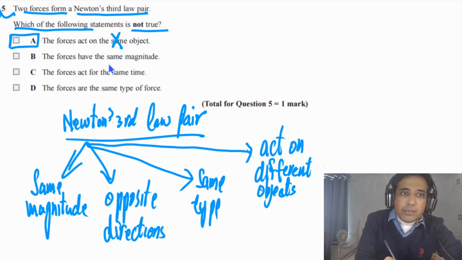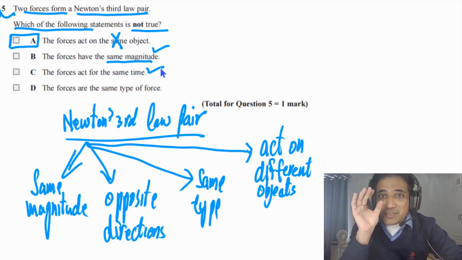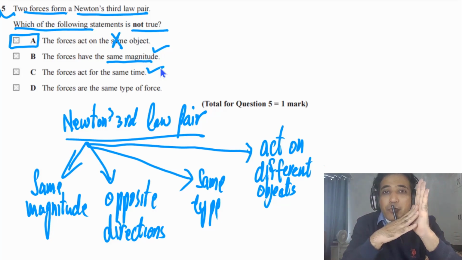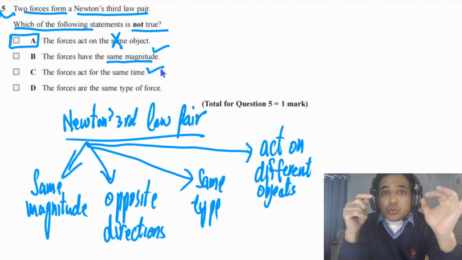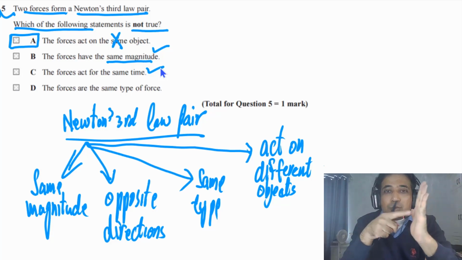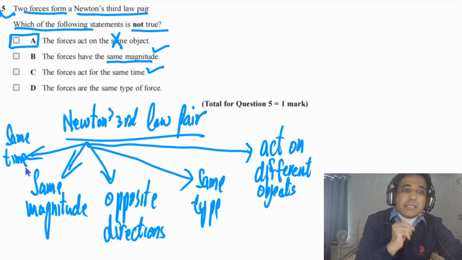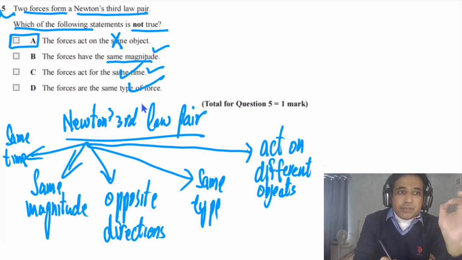But if you look at the second one, same magnitude, this is true. The forces act for the same time. Yes, of course, you cannot touch without being touched. For example, if I touch my right hand with my left hand for 1 second, right hand will also touch my left hand for 1 second. So you cannot touch anything without being touched. So time is the same. So if you want to write down here, you can also say same time, but this is something very easy to understand. Same type and same time. So this is also true. So the answer is A.